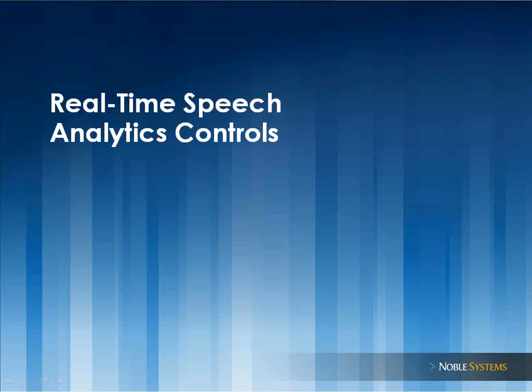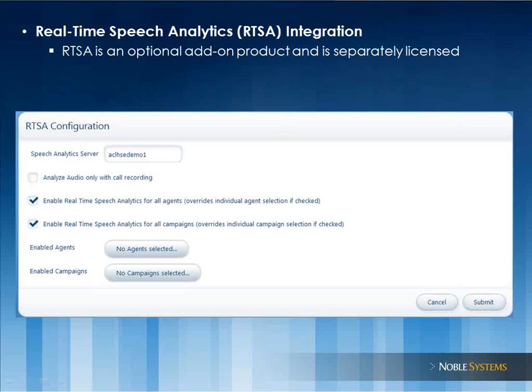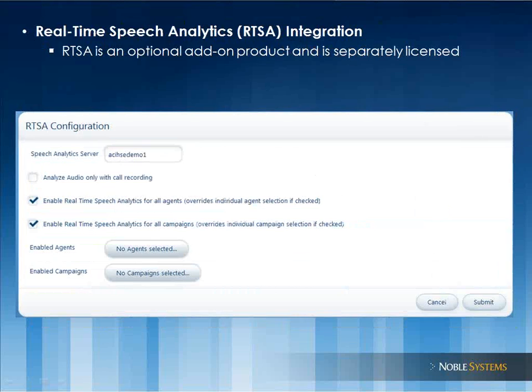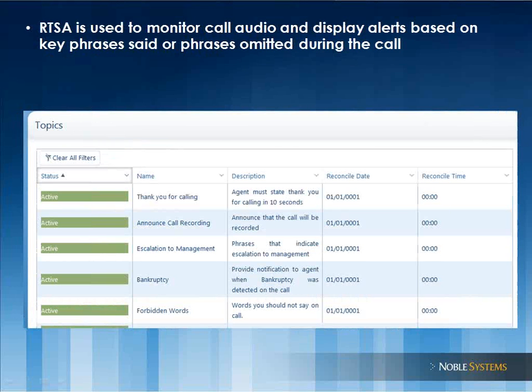Another new feature of Harmony 4. Harmony 4 includes controls for Noble's new real-time speech analytics module. So real-time speech analytics is an optional add-on product. It's separately licensed from Harmony 4. But what it allows you to do is monitor call audio automatically and display alerts, and actually change Composer scripting based on key phrases said or phrases omitted during a call.